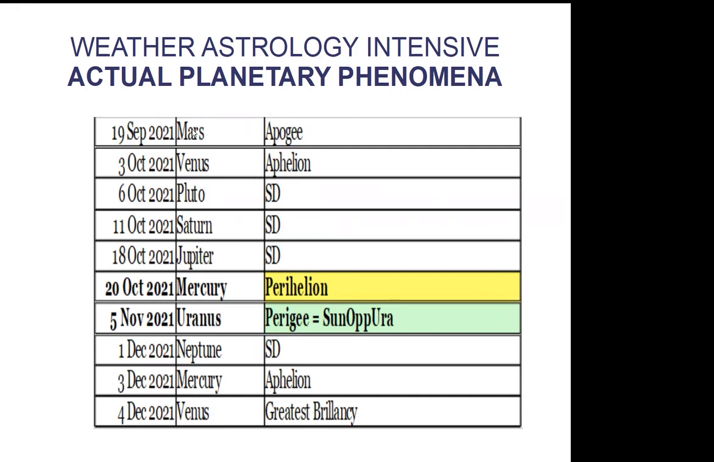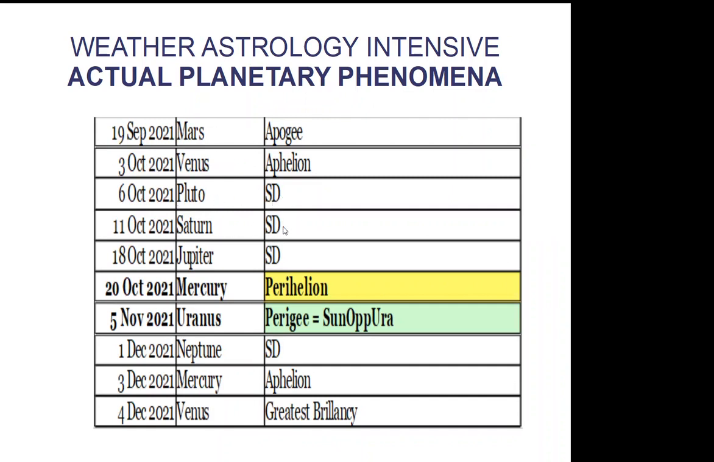So what I've done, I don't want to put the whole year on here, you wouldn't read it. I've just put the season. So in September, we had Mars going furthest away from Earth. Today, actually, we have Venus closest to the sun. No, furthest from the sun, aphelion. On the 6th, we've got Pluto stationary direct.